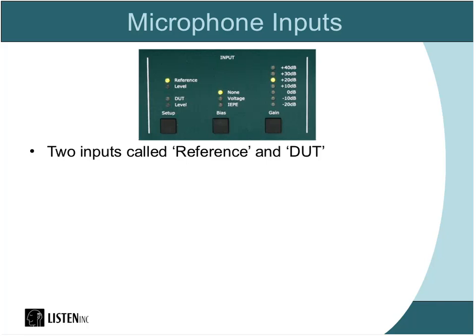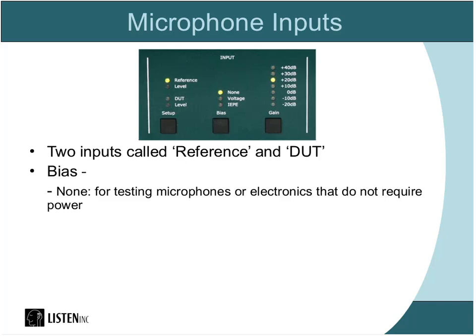Currently on this screen, you see that reference is highlighted. So to the right, under the bias and the gain, we are looking at the settings for the reference channel. And if we switch over to highlight the DUT channel, those settings will change. So all the settings can be set independently on a per channel basis.